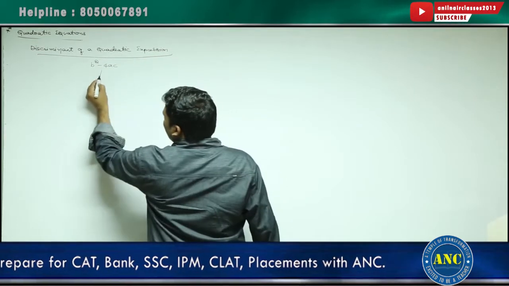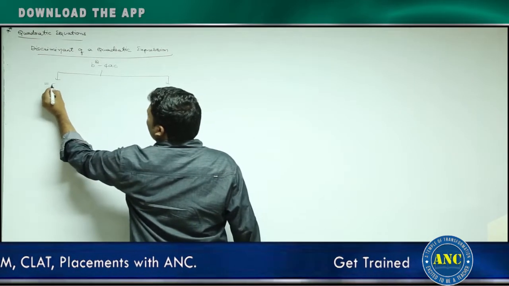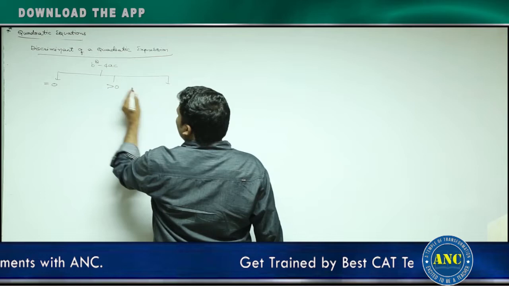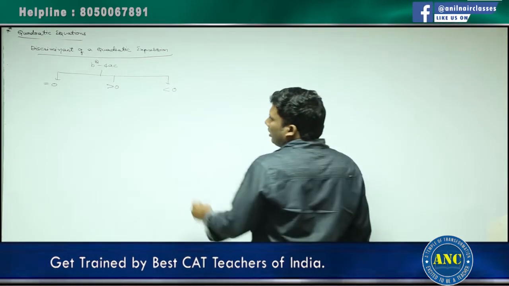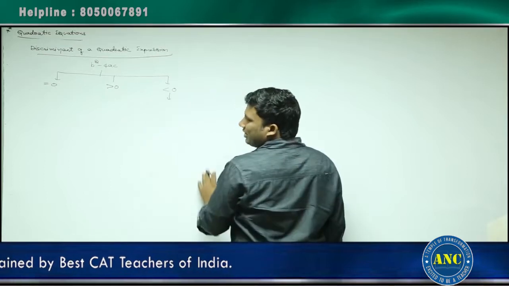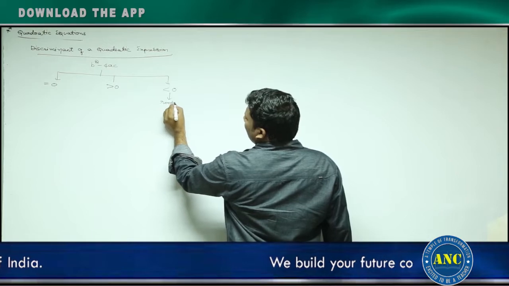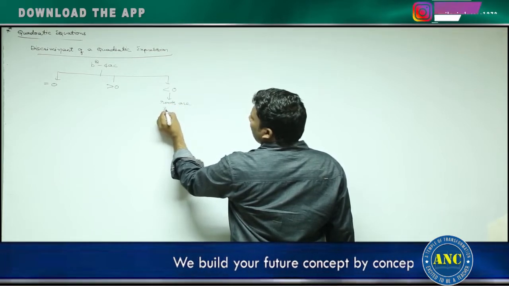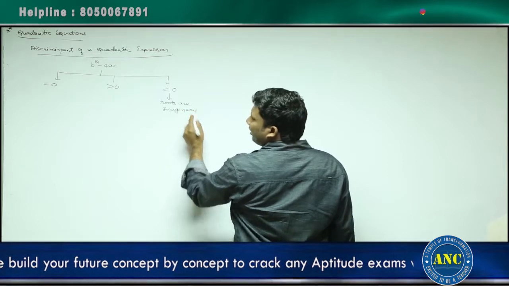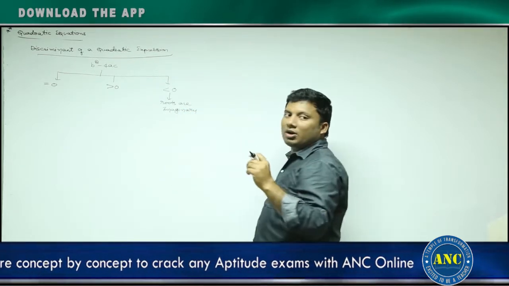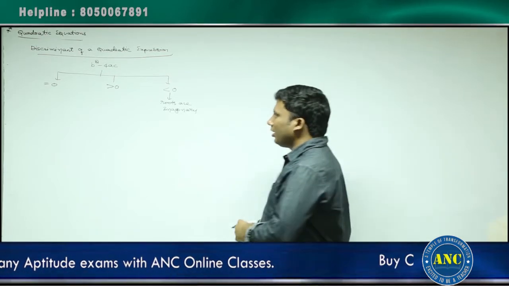This value can take any one of the three values. It could be equivalent to 0, it could be greater than 0, it could be less than 0. If b square minus 4ac is less than 0, roots are imaginary. When I say roots are imaginary, that means you cannot plot the roots onto a number line. Imaginary values cannot be drawn on a number line.